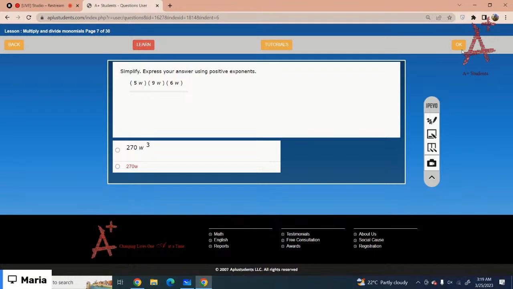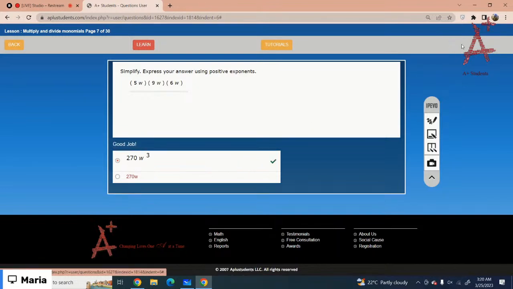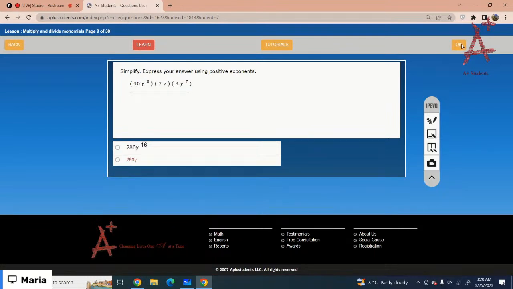It would be 2070 w cubed. Very good. Option number 1 is the correct option. Just multiply all the coefficients and add all the exponents. Okay, which is the correct option? Simplify, express your answer using positive exponents.